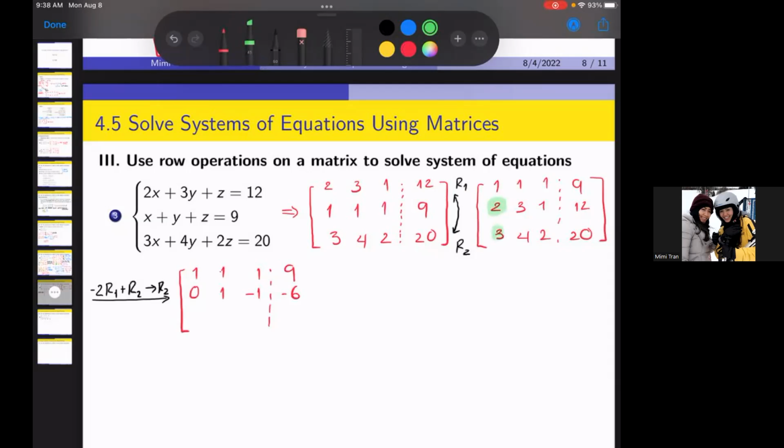Second, this one, I need to make that 3, 0. Taylor? Times what row?